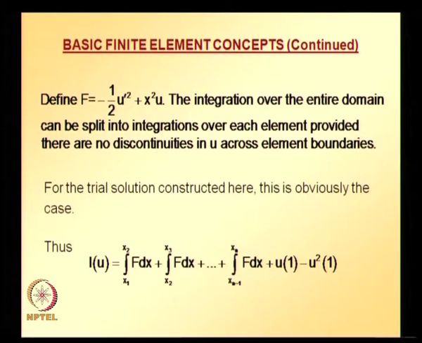So, this equivalent functional, the integral 0 to 1, we can split in this manner, where x1 corresponds to x equal to 0 and xn corresponds to x equal to 1. Depending on the number of elements you choose for this particular problem, you will get that many integrals there, and the last two terms are boundary terms, that is u evaluated at x equal to 1, and u square evaluated at x equal to 1.